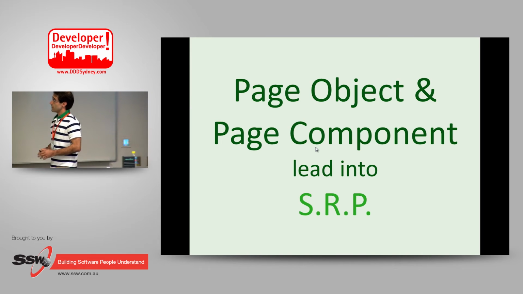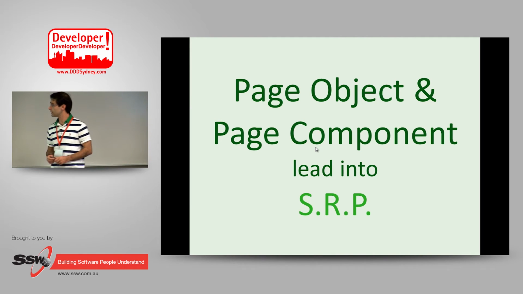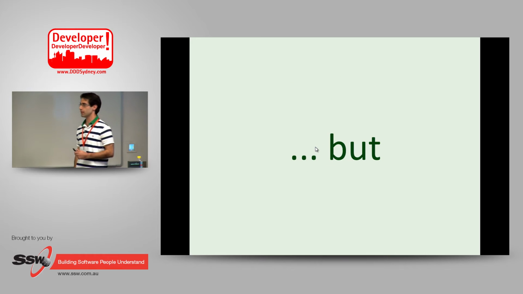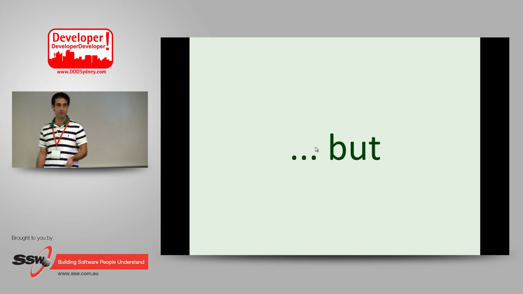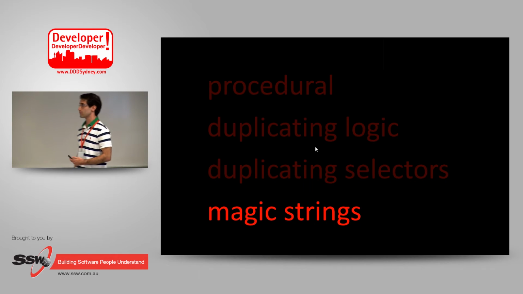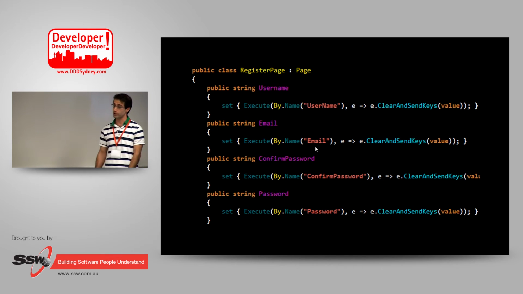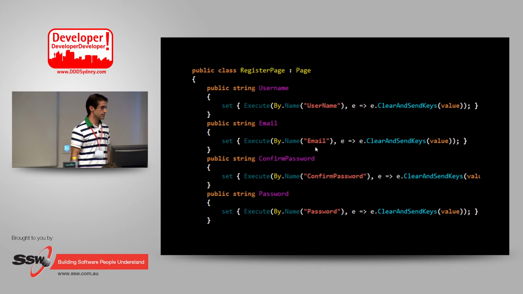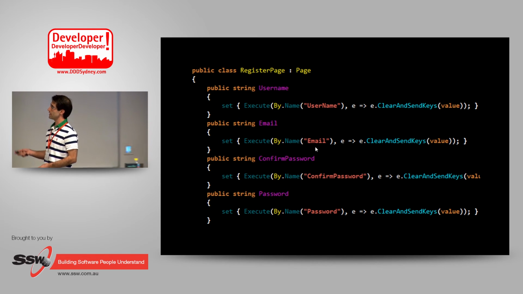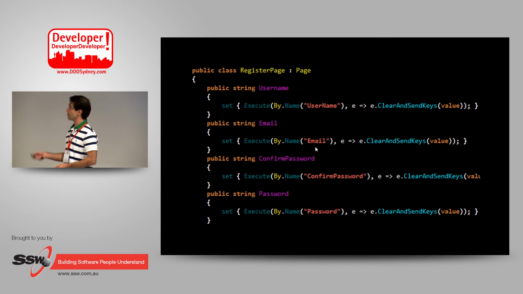So using page objects and page components, we can get a single responsibility principle in our test. And we can dry our tests really well. But there is still a problem with that, which my friend mentioned, and that is magic strings. We still have a lot of magic strings in our test code. And that means that we're going to have broken code everywhere. So this is register page from step 1, and that's the same for step 2. And we can see that username, email, confirm, password, all these are magic strings out of our pages.